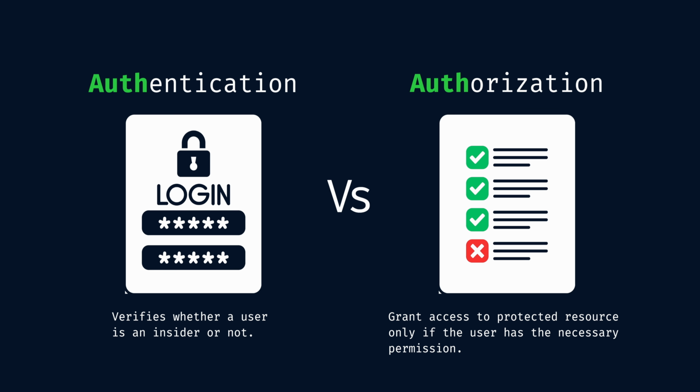Now each user inside the system will be allocated different roles or different permissions. Now in order to access a protected resource, the user must have the necessary permissions that the protected resource is asking for. So based on whether the user has the necessary permissions or not, authorization will grant or deny the request to access the protected resource. Now let's see them in action.